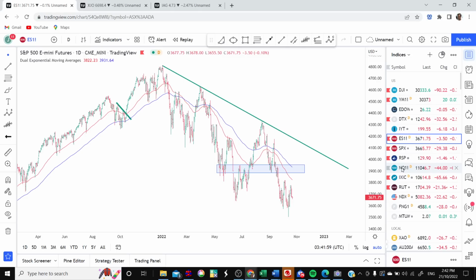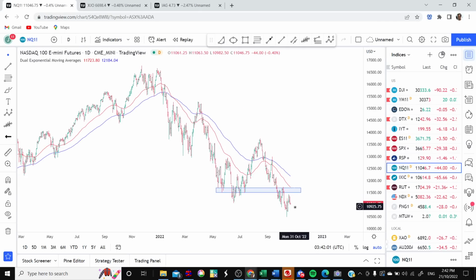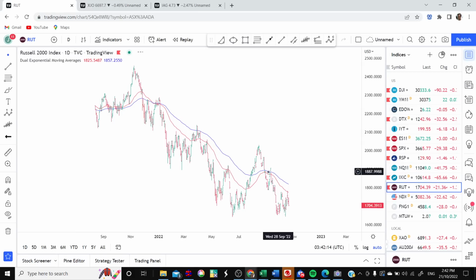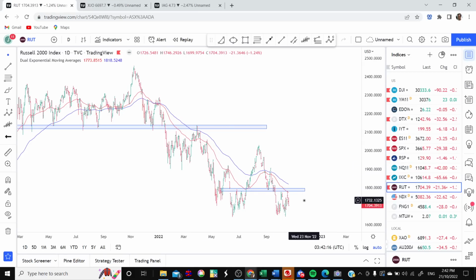Just quickly looking at the Nasdaq, you can see that this is still a weak price chart. There's no doubt about it. It hasn't even been able to get to resistance at around 11,600, let alone get above it. And then we look at the Russell 2000, the small cap index, and it's a similar story. It's stuck below resistance at 1,800. It hasn't been able to rebound like the S&P 500.